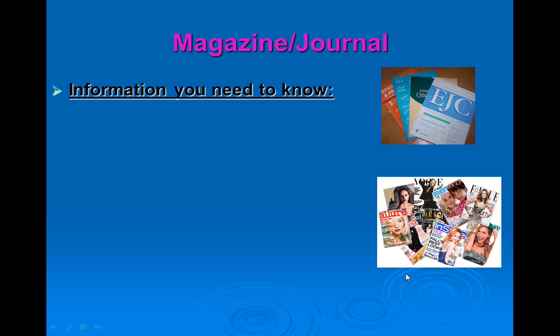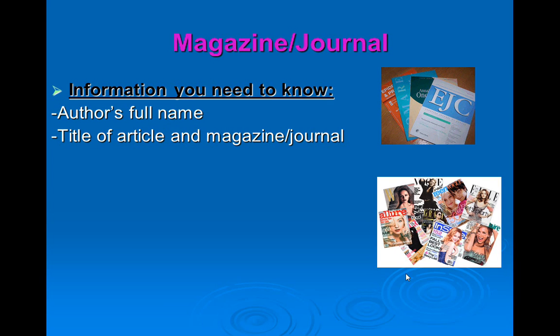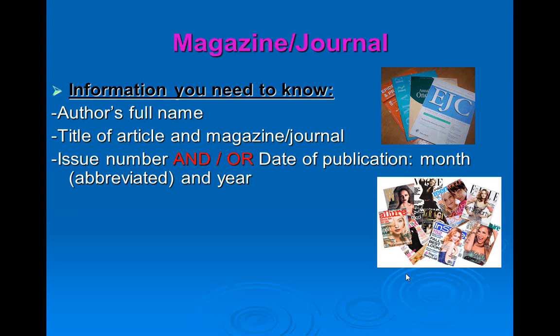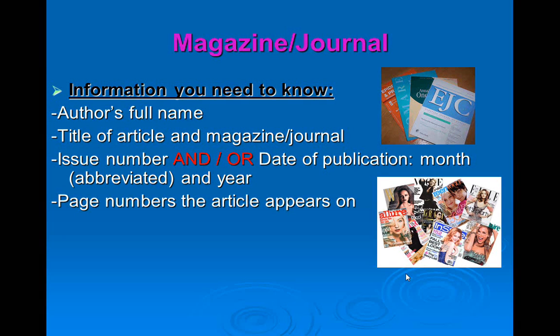For a magazine or a journal, and this is not something you found online, this is something where you held the magazine in your hands and flipped the pages. You need to know the author's name of the article, the title of both the article and the magazine or journal that you're looking at, the issue number or date of the publication. Sometimes there will be both, sometimes you'll only have one, sometimes you'll also have a volume number. Just whatever of that information you can find, you want to include it.